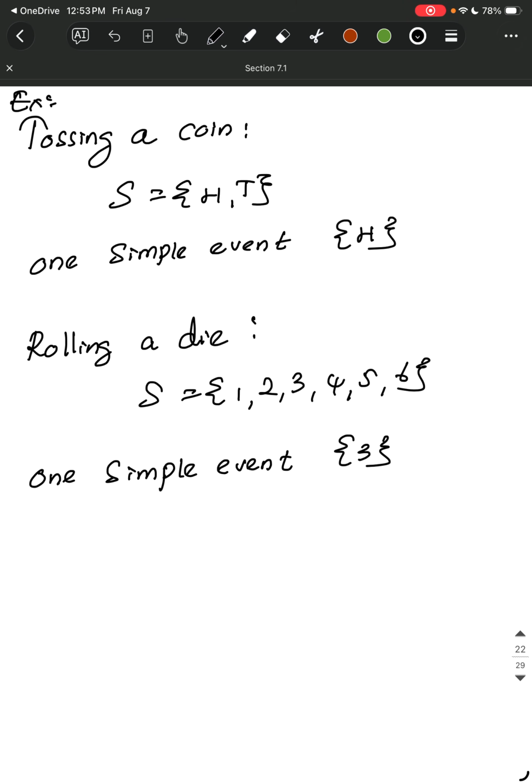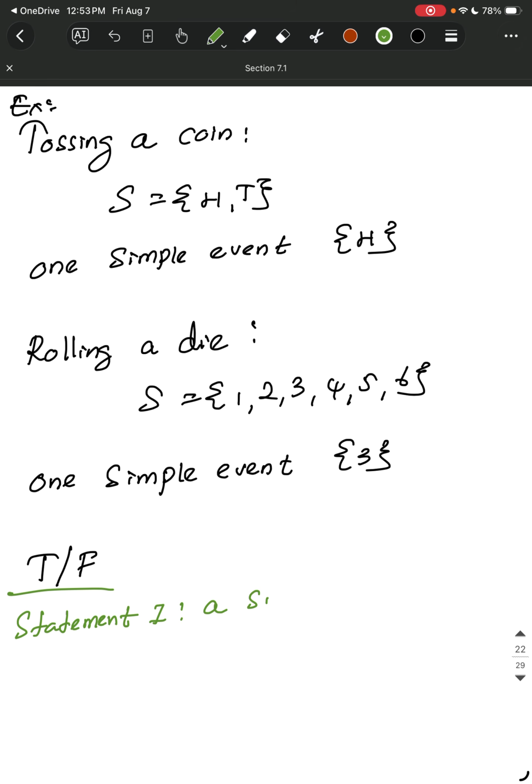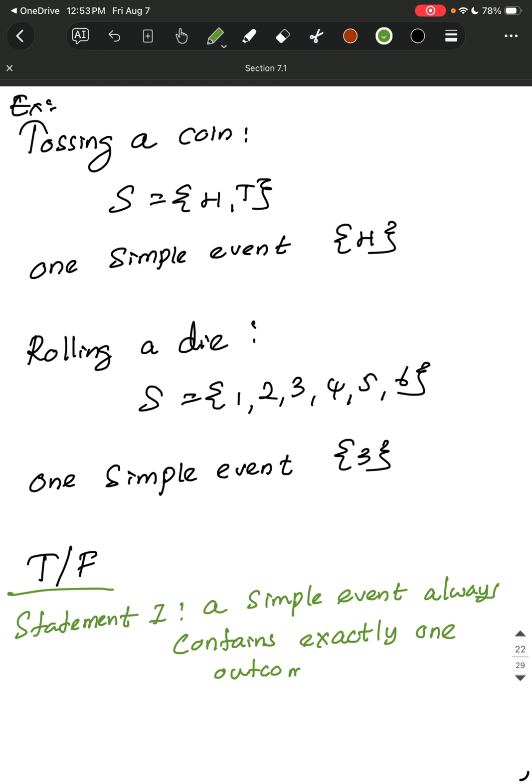True or false exercise. Statement 1: a simple event always contains exactly one outcome. True or false? It's true. Statement 2: the complement of an impossible event is a certain event. Yes, it is true.